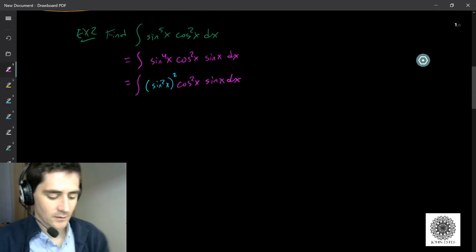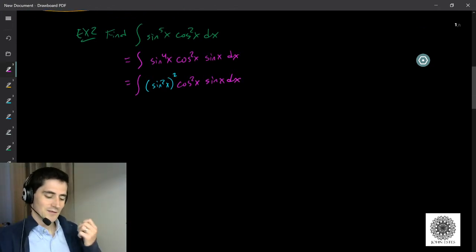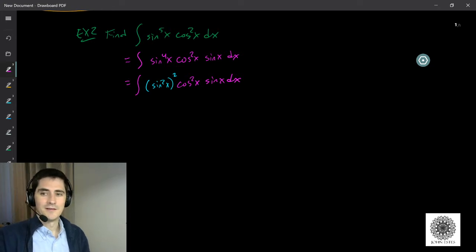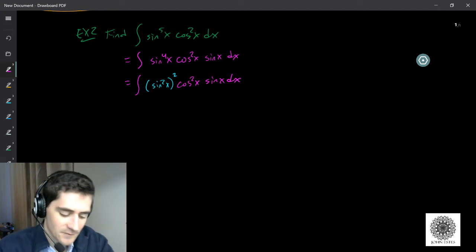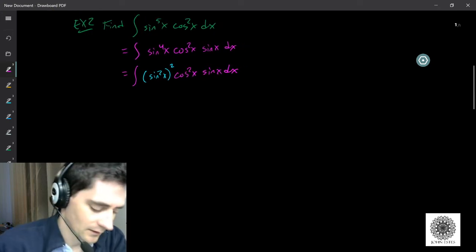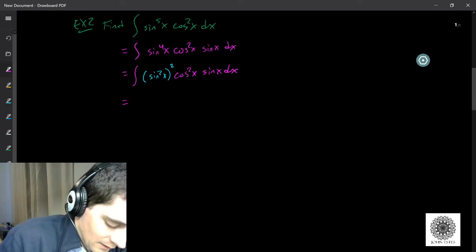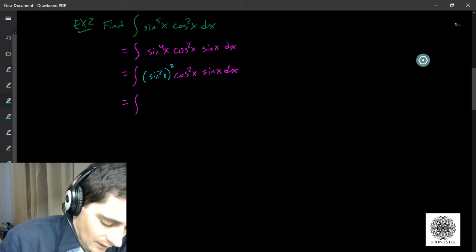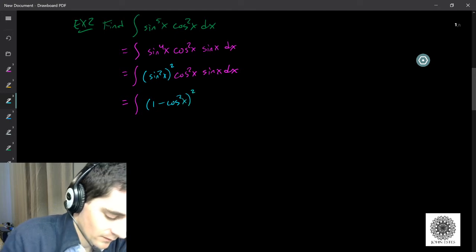I like this idea because I can write sine to the 4th as sine squared quantity squared. Now why is that helpful? Because I can use the Pythagorean identity to rewrite sine squared in terms of cosine squared. And once I do that, I'm going to have a function of cosine times sine x dx. That's my u substitution. U is going to be cosine, and my du would be negative sine x dx, which I can get here. So I'm going to rewrite sine squared as 1 minus cosine squared x, squared, because it was the 4th power.